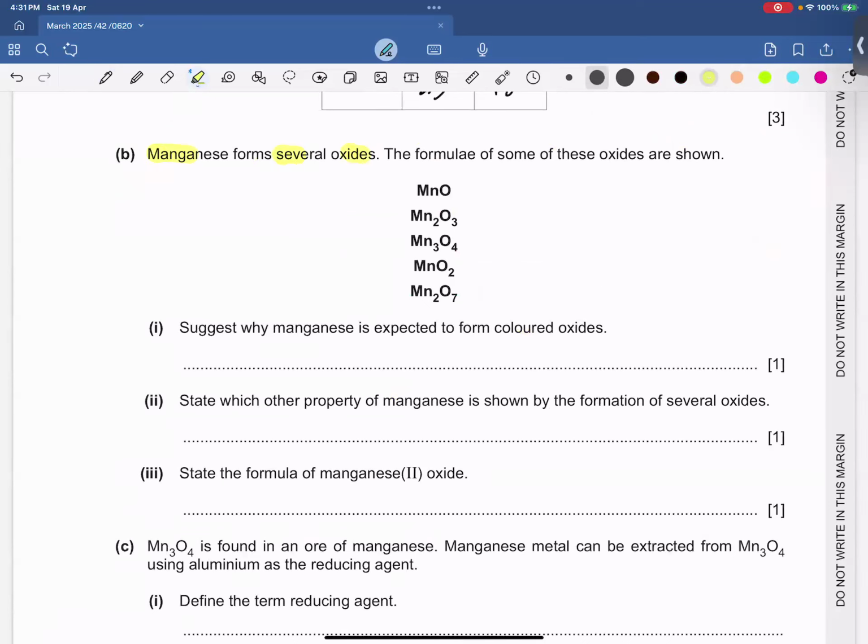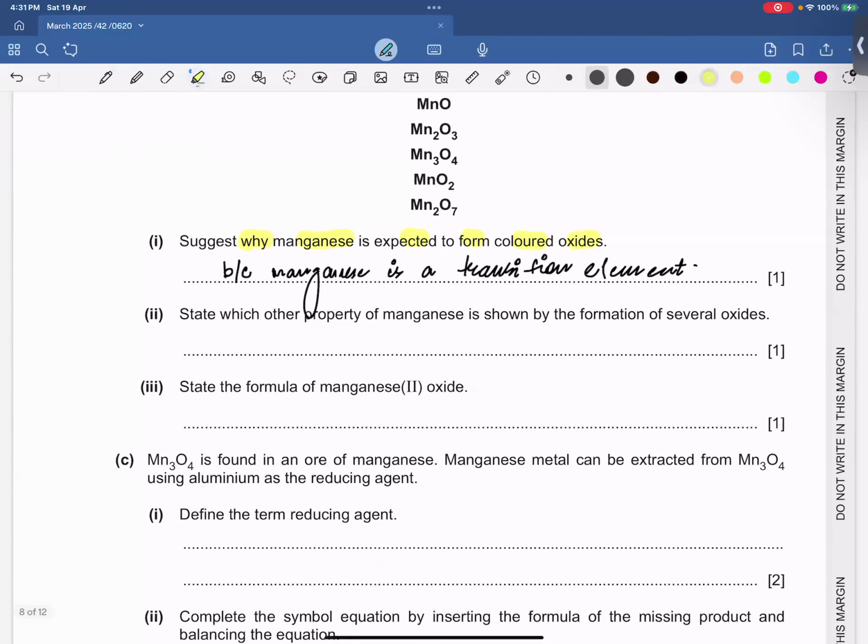Manganese forms several oxides. The formulae of some of these oxides are shown. Suggest why manganese is expected to form colored compounds, because manganese is a transition element. State which other property of manganese is shown by the formation of several oxides. Technically, transition elements have variable oxidation states.